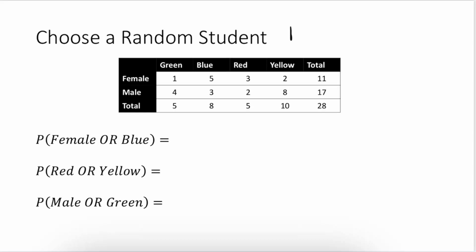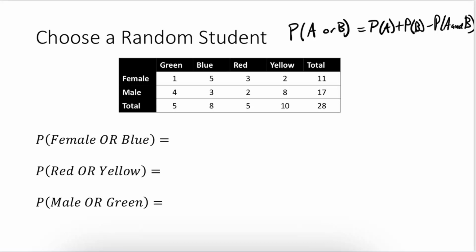So as a reminder, the formula is the probability of A or B is going to equal the probability of A plus the probability of B minus the overlap, or the probability of A and B together. So pause this video, practice it on these 3 problems, and then restart it to see how I would solve these.